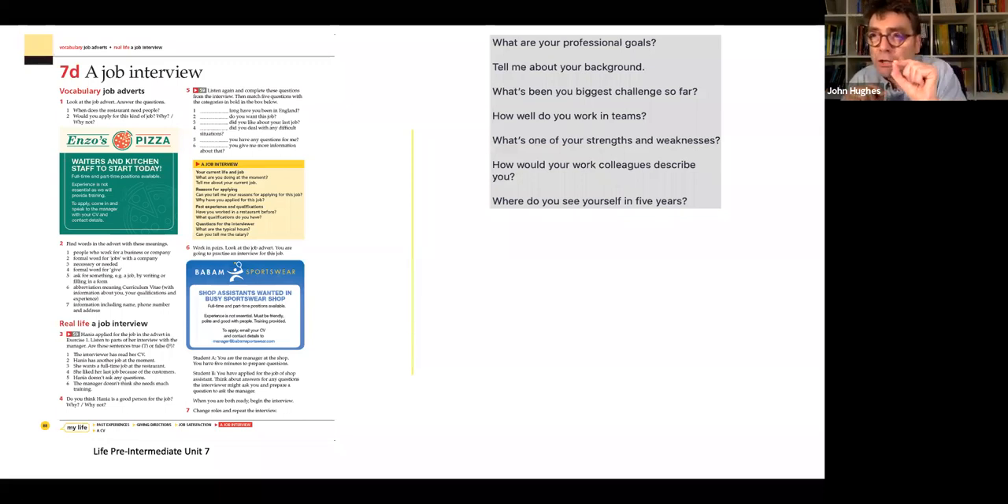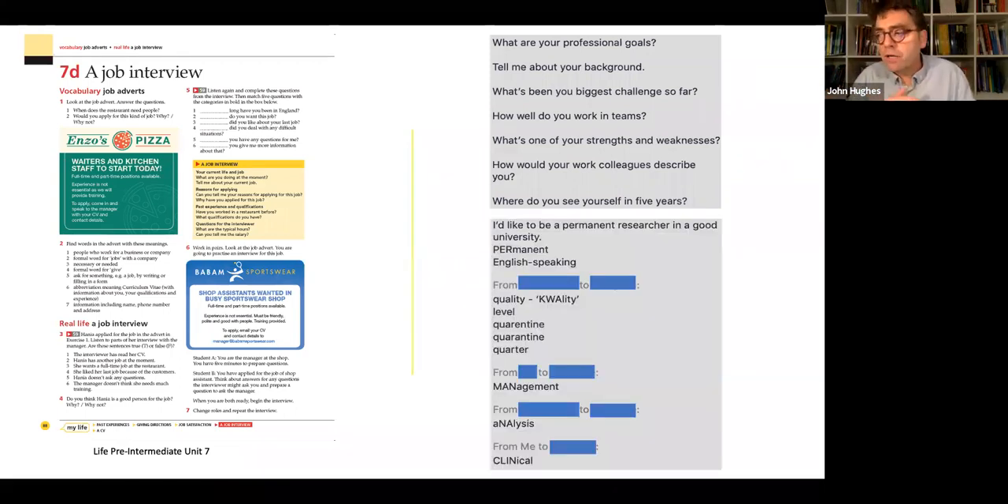But what's really cool is that when you're listening to the answers as the teacher, you can start to write down the difficulties. And the difficulties for these students was some of the pronunciation. So they were answering the questions and they were saying things like, "I'd like to be a permanent researcher in a good university." But the student was having problems with word stress. So in the chat box, I could write permanent, and I wrote PER in block capitals so they could see that was the stressed syllable.